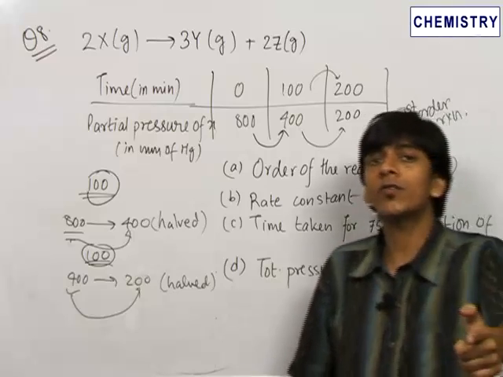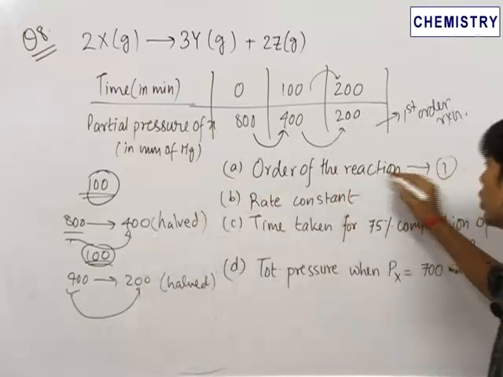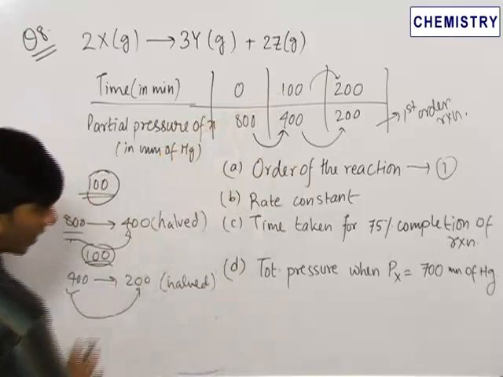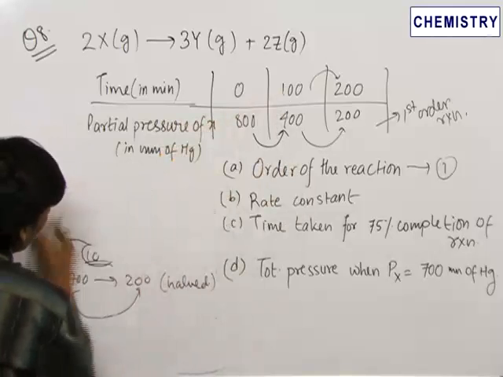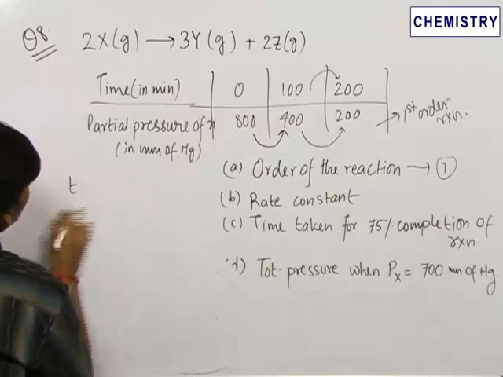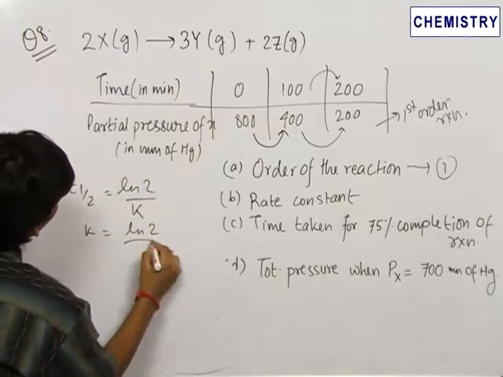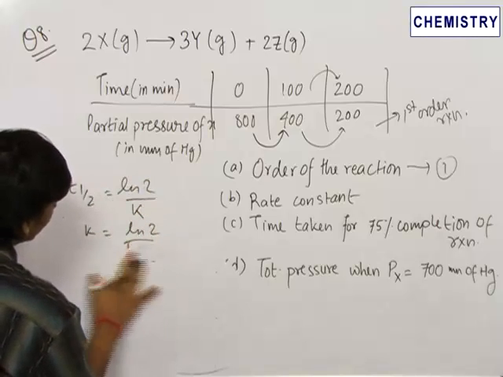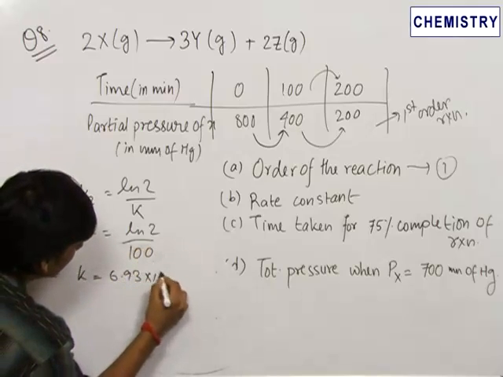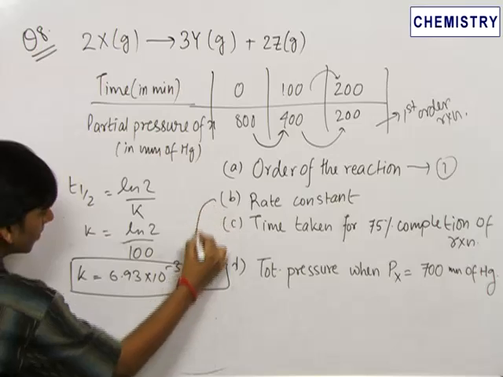Now this happens only in the case of first order reaction, that the T half is independent of the initial concentration. Therefore, we can definitely say that the order of the reaction is 1. So we can directly say just by looking at the data that the order of the reaction is 1. Now we need to find out the rate constant. Now we know that for a first order reaction, T half is equal to ln 2 upon K. Therefore, K is equal to ln 2 upon T half, that is equal to 100 minutes in this case. So we get the value of K to be equal to 6.93 into 10 raised to the minus 3 minute inverse. So this is our answer for the part B.